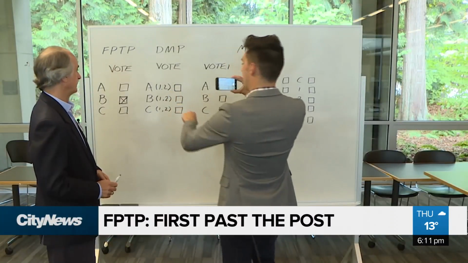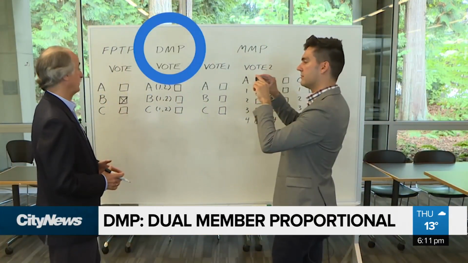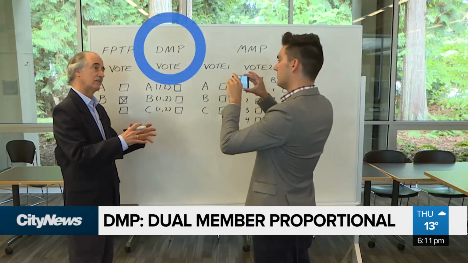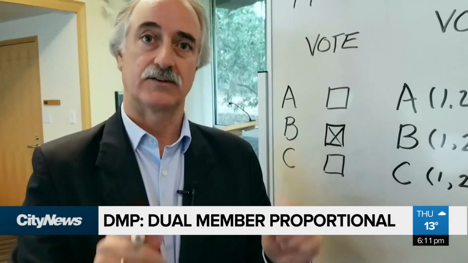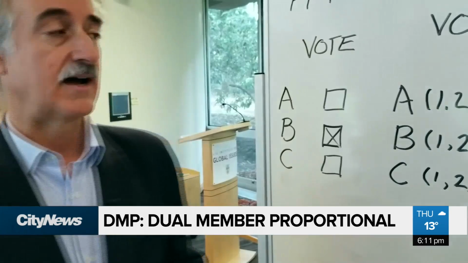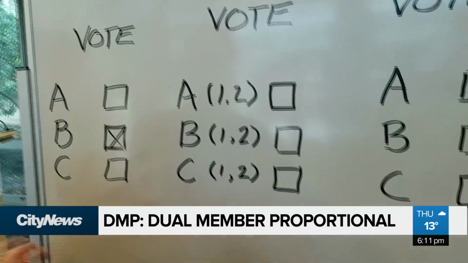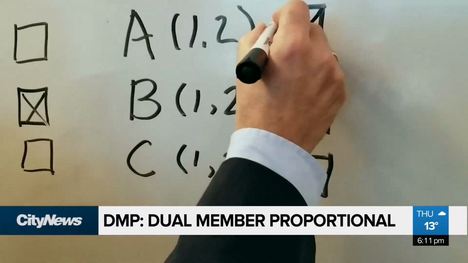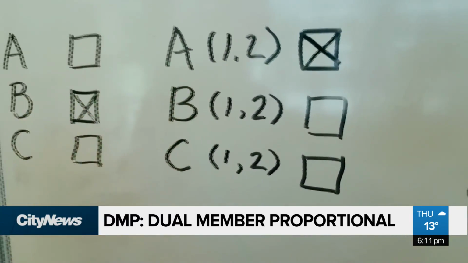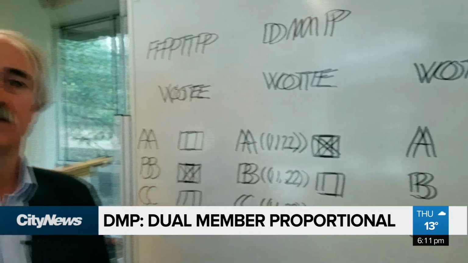The second option is called DMP, or dual member proportional. In this case, ridings would be merged but be represented by 2 elected representatives. The voter comes in and says, okay, which party and candidates do I prefer? Let's say I like party A. I mark my ballot here, and that puts my vote with the candidates 1 and 2 that the party has already ranked.